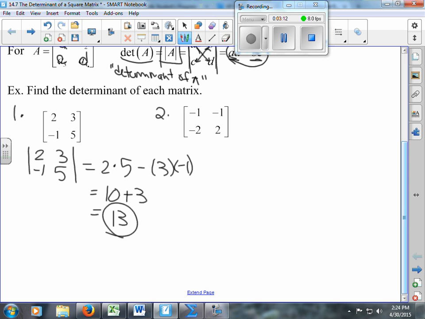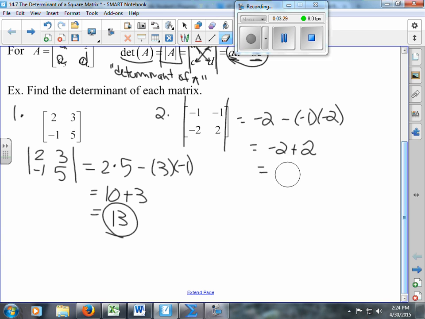Now here's number 2. So the determinant of this matrix is going to be negative 2 minus negative 1 times negative 2. So that's negative 2 minus negative 2. No, negative 2 plus 2, 0. No, hold on. 3 negatives, that's still negative. Negative 2 minus positive 2. So negative 4. Sometimes you get 3 negatives, and that's still negative. All right, so this determinant is negative 4. So 2 by 2 matrices are very simple to find the determinant of. It's just the formula AD minus BC.